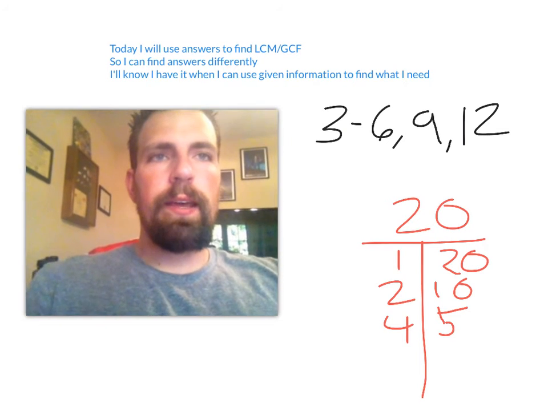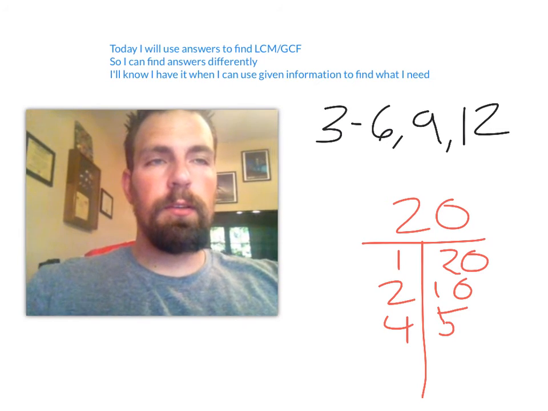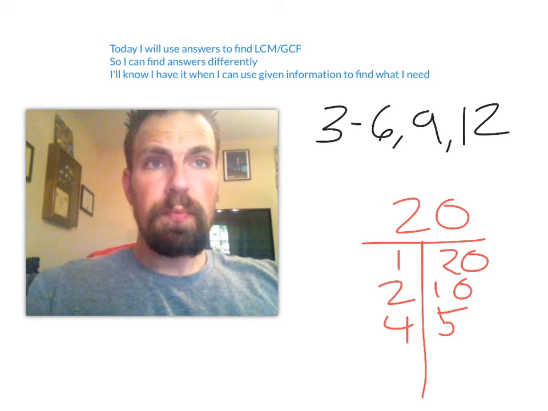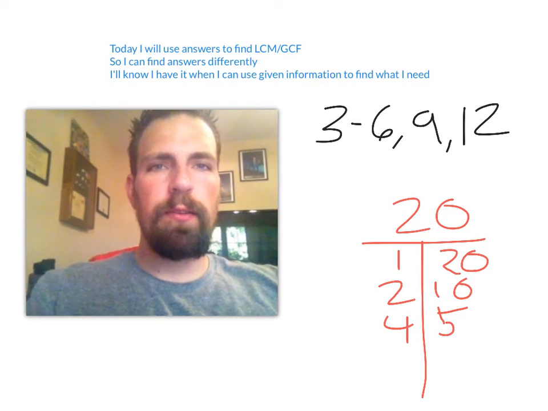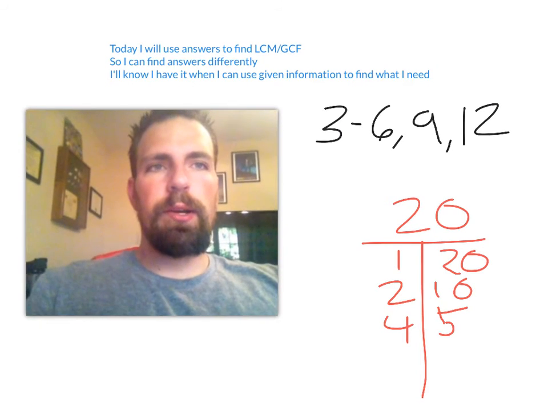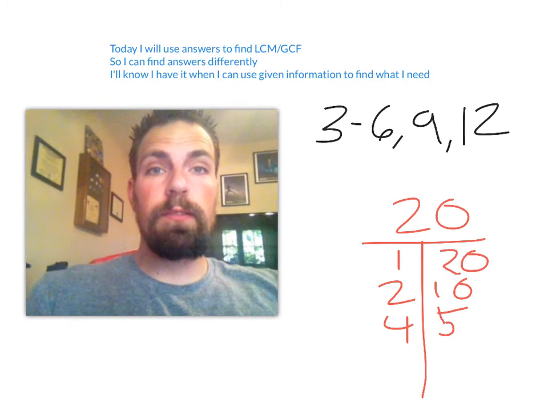Hey boys and girls, today I will be using answers to find LCM and GCF, or just common multiples and common factors, so I can find the answers in a different way. I'm given them and I can work backwards. I can use the given information to find out what I need.